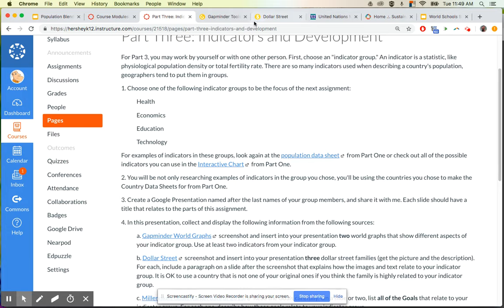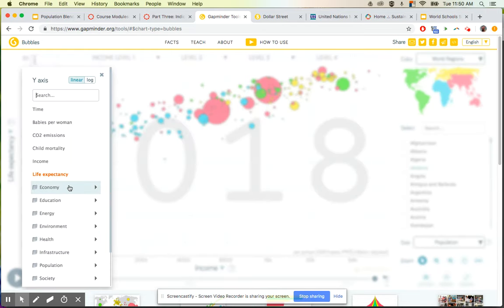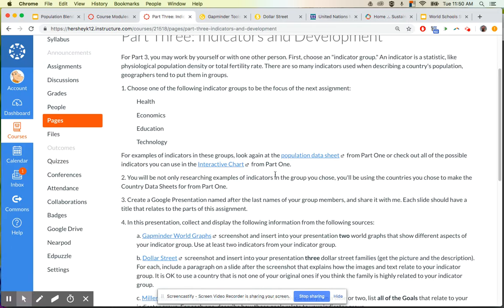We're going to pop back to this again, but don't forget, back in the Edpuzzle, you were using this chart. And remember that this chart can be changed over at the X and Y axis into a lot of different things that show a lot of different kinds of indicators.